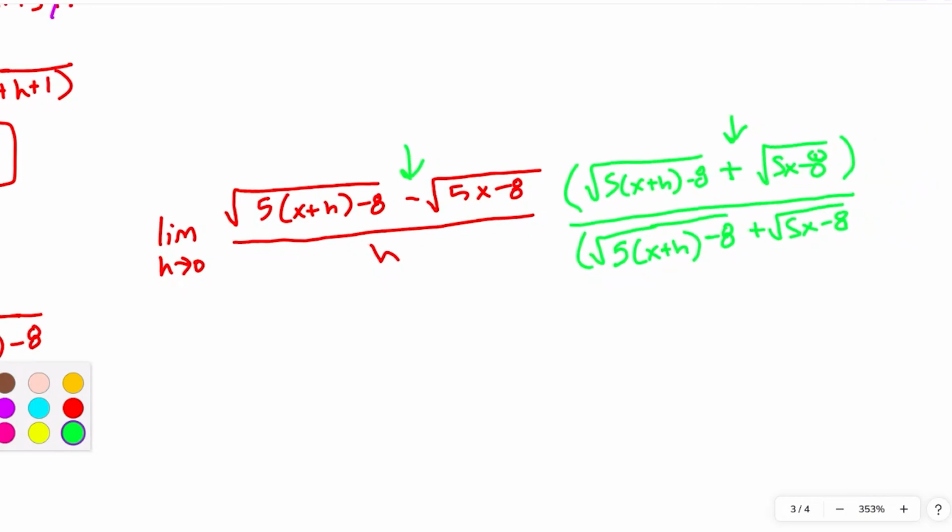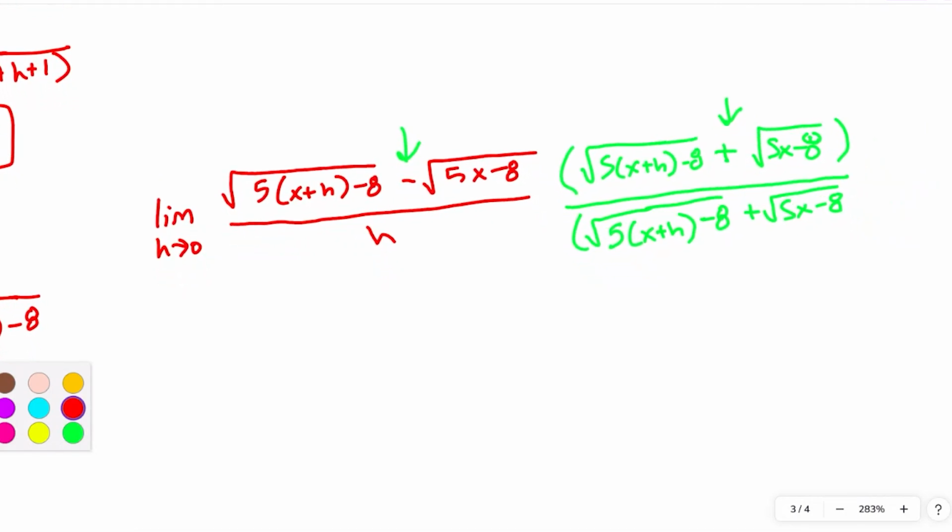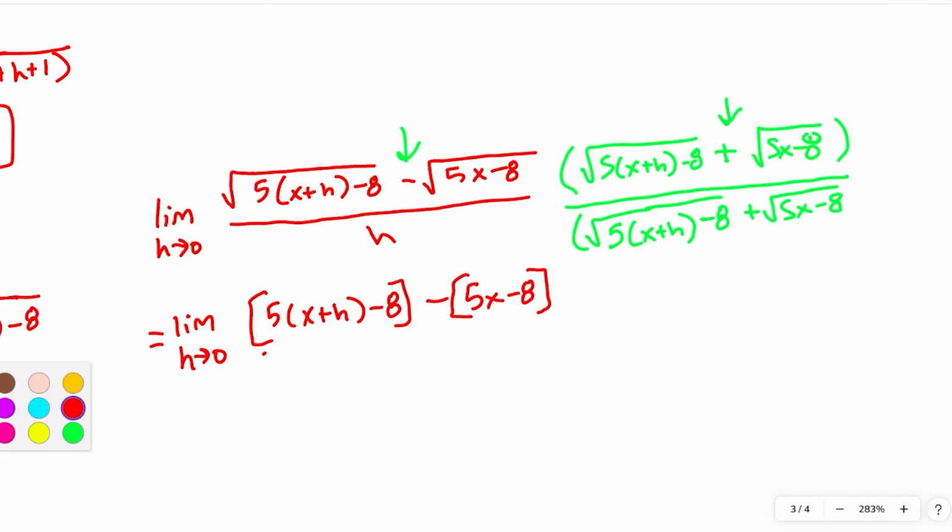All right, so multiplying the numerator, we've dealt with this before when we multiply conjugates with these square roots. What happens is the square roots basically go away because the square root of x squared is just x. And the two middle terms will cancel out, and then we'll have the last term. So this is going to equal the limit as h approaches 0 of that first square root squared, so just 5 times x plus h minus 8, minus the second thing squared, which is just going to be 5x minus 8. So here's the first expression, here's the second one, over h.